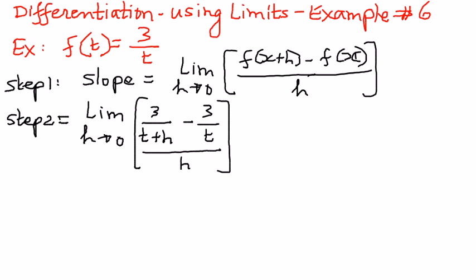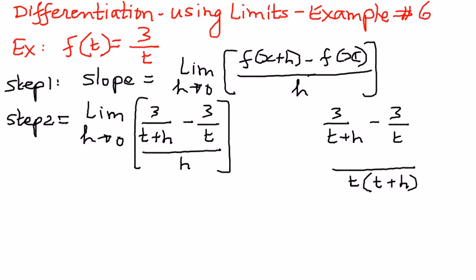As we can see, we want to simplify the numerator part. I'm going to take it to the side here. We have 3 divided by t plus h minus 3 divided by t. We want to find the common denominator. The common denominator is t times t plus h, like that, and we're going to cross multiply. So t times 3 is 3t minus 3 times t plus h. That is what we need to simplify.